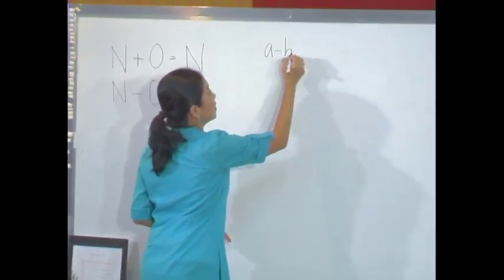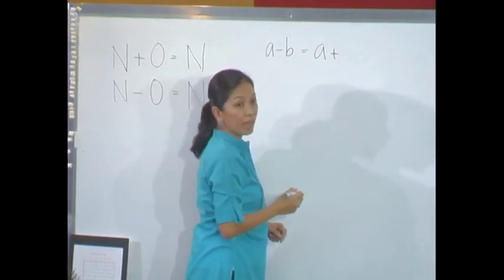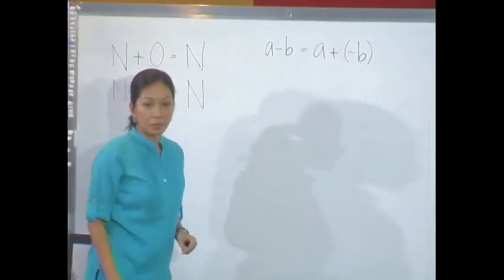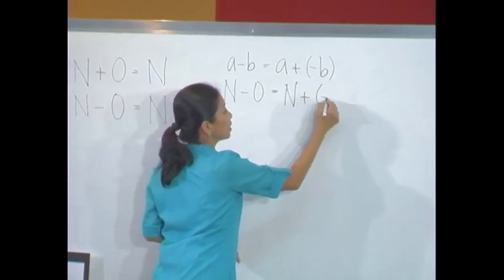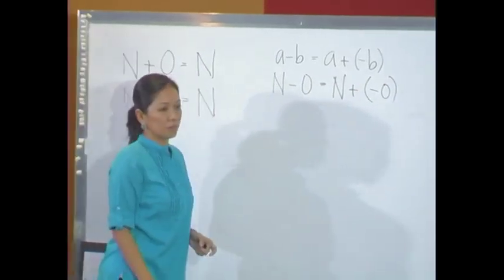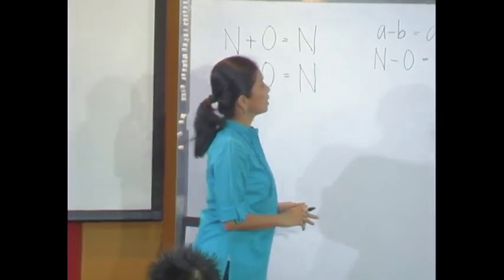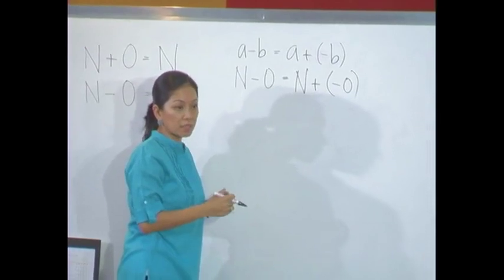If we look at subtraction again, a - b is defined to be the addition to a of the additive inverse of b, or negative b. So that n - 0 is equivalently n + (-0). Okay? Now, if it doesn't change anything, look at this. It's the same as n + 0, whether it's negative or positive 0.